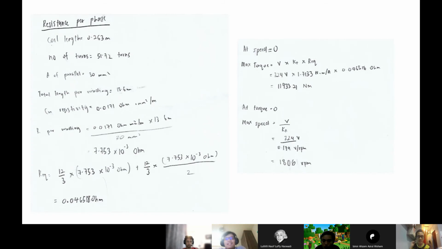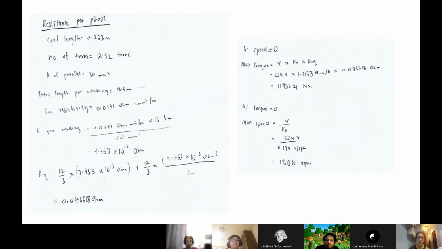My name is Mohd, and I'll be talking about our resistance per phase. In order to find our equivalent resistance, we need these four elements: our coil length, number of turns, area of parallel, total length per winding, and copper resistivity and resistance per winding.